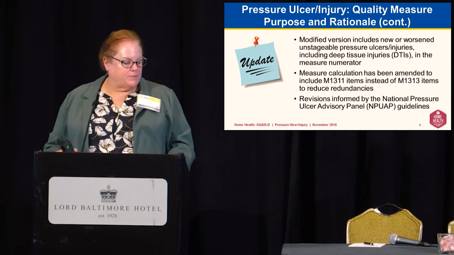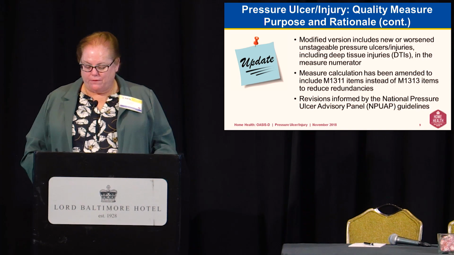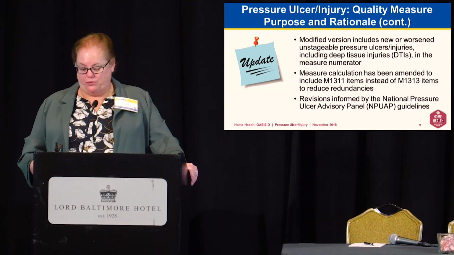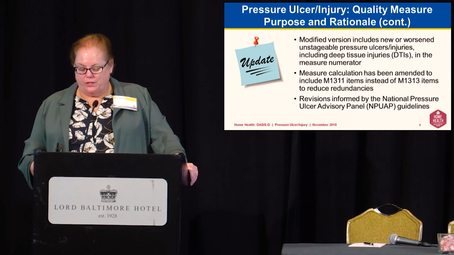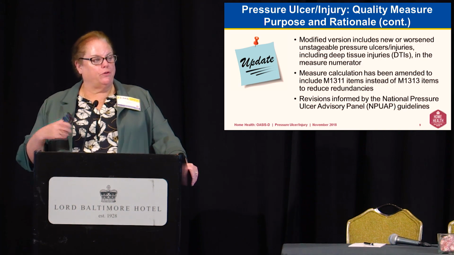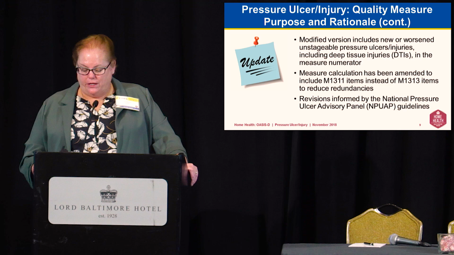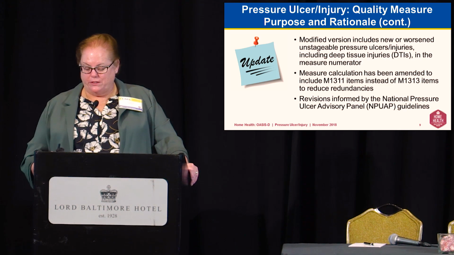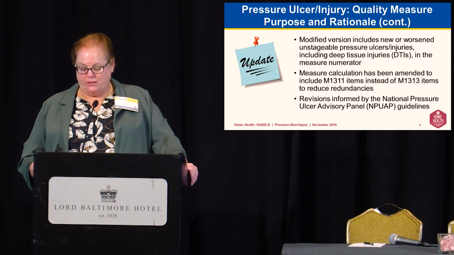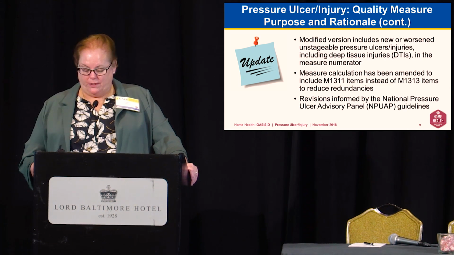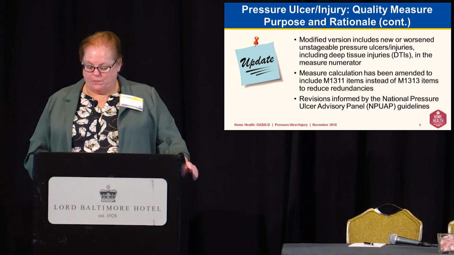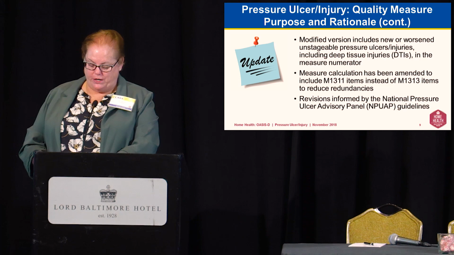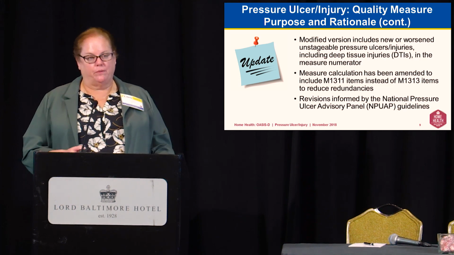All right, so the rationale for this is modified versions included new or worsened unstageable pressure ulcers or injuries, including deep tissue injuries in the measure numerator. And we're going to go through the numerator and denominator shortly. And the measure calculation has been amended to include M1311 items instead of M1313 items to reduce redundancies. And these revisions are informed by the National Pressure Ulcer Advisory Panel guidelines. So you'll see some alignment with some of the language.